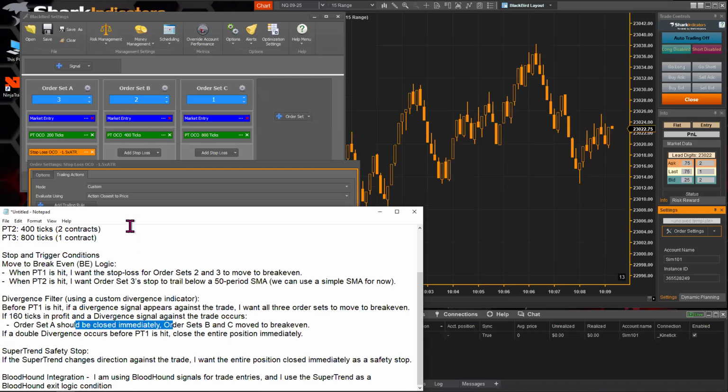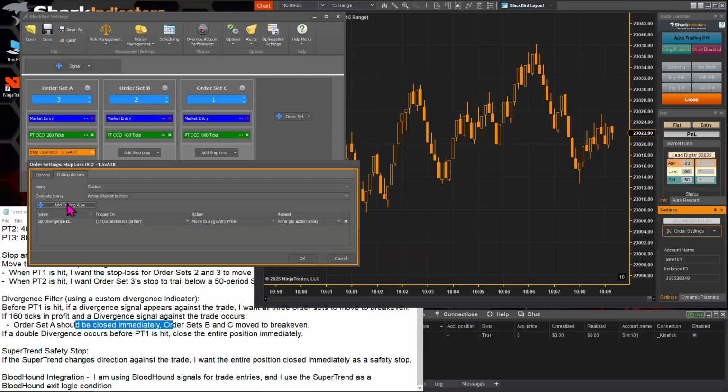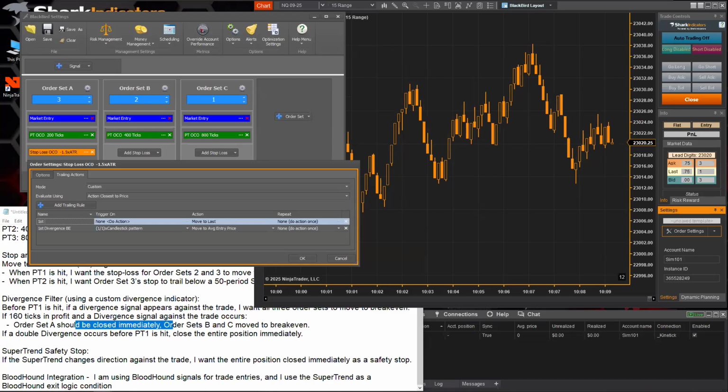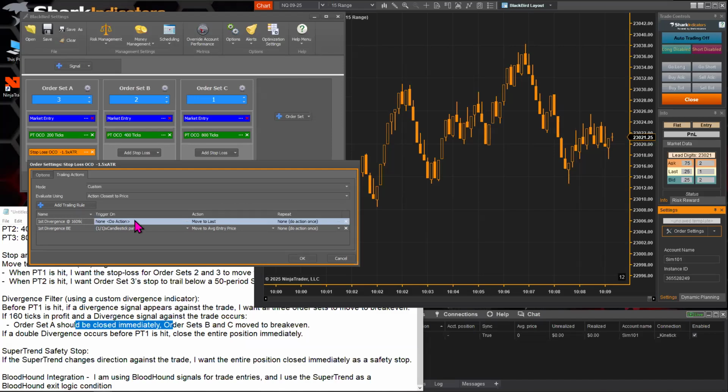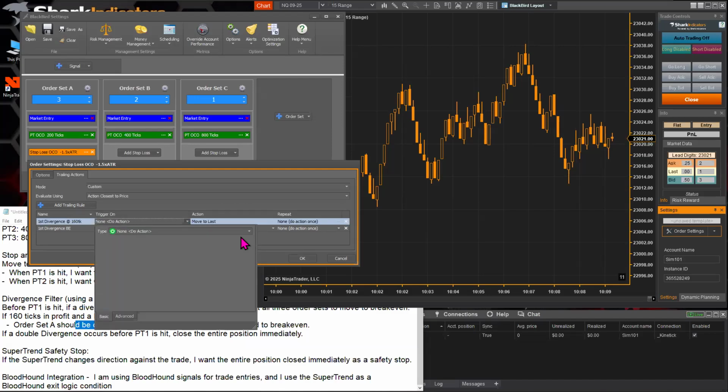All right, so we want to close this immediately. So let's add another trailing rule there. All right, so now we're looking for the first divergence and 160 ticks of profit there. So, all right, now let's open up this trigger.